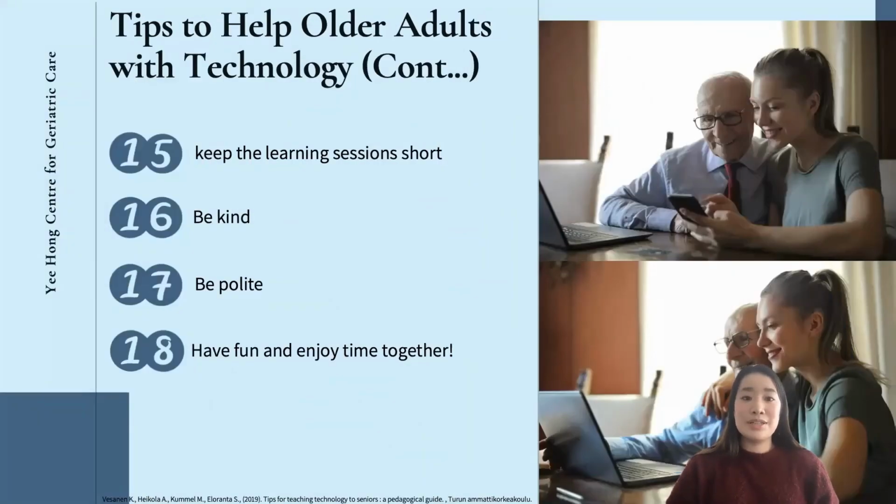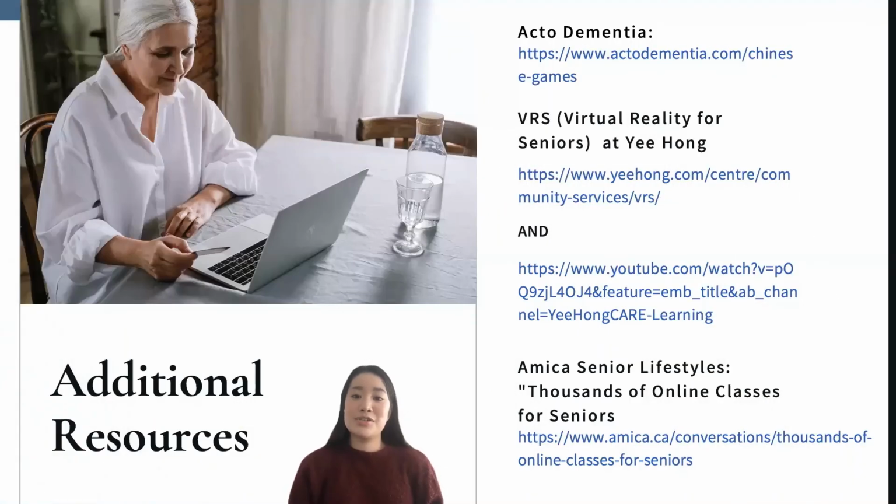It's also important to keep the lesson short, be kind, be polite, and most importantly, have fun and enjoy the time you spend together. Here are some additional resources you can check out. The first one is called Act 2 Dementia, which is a website that provides a list of touchscreen accessible apps like games and activities that can be downloaded on a tablet for older adults to play. They also have a Chinese game section as well as English.